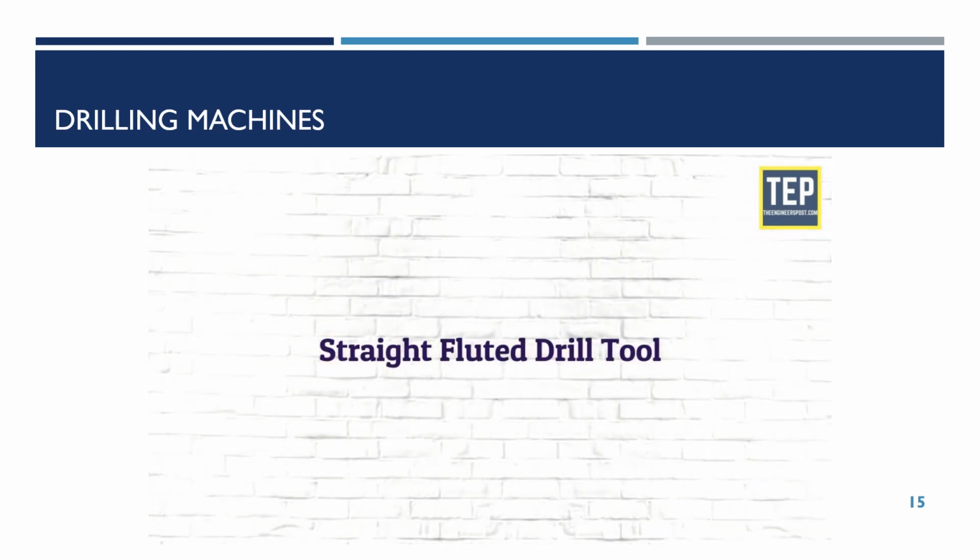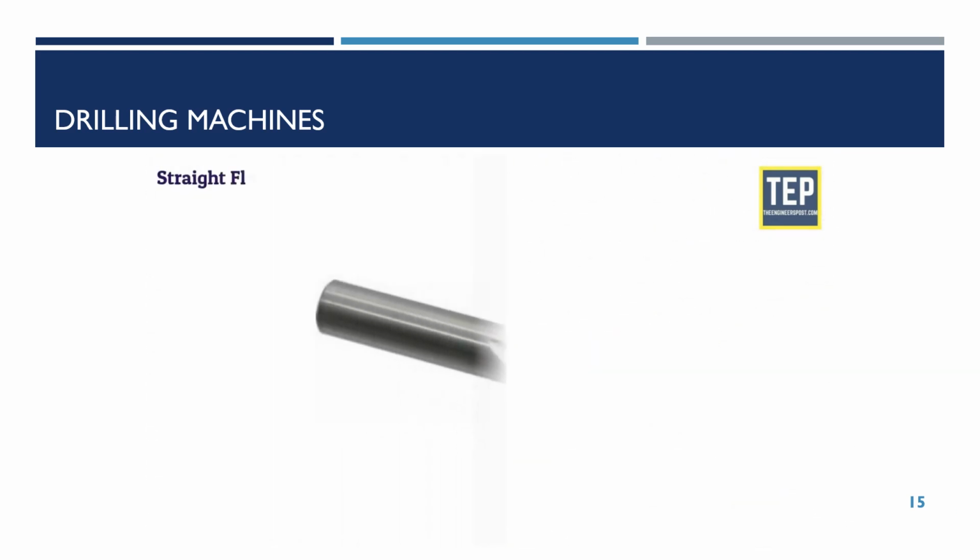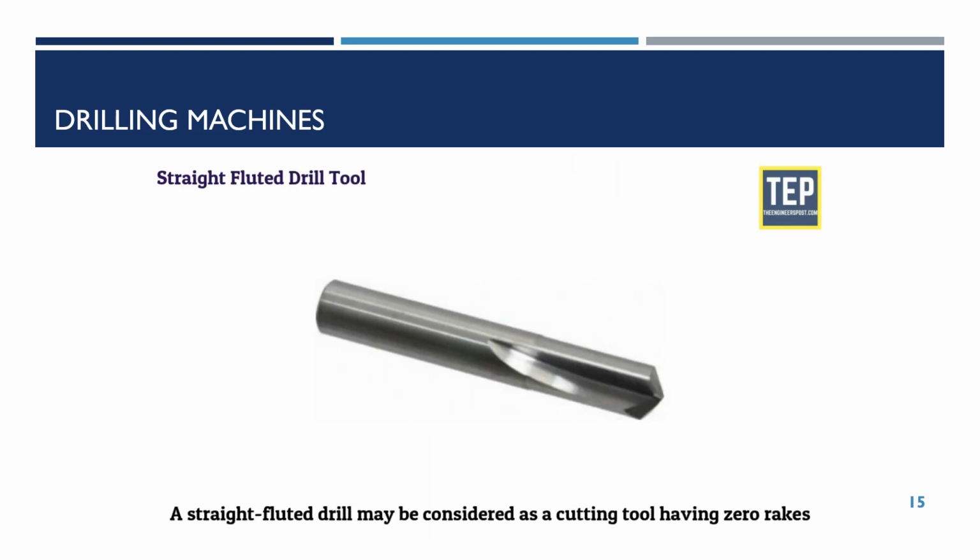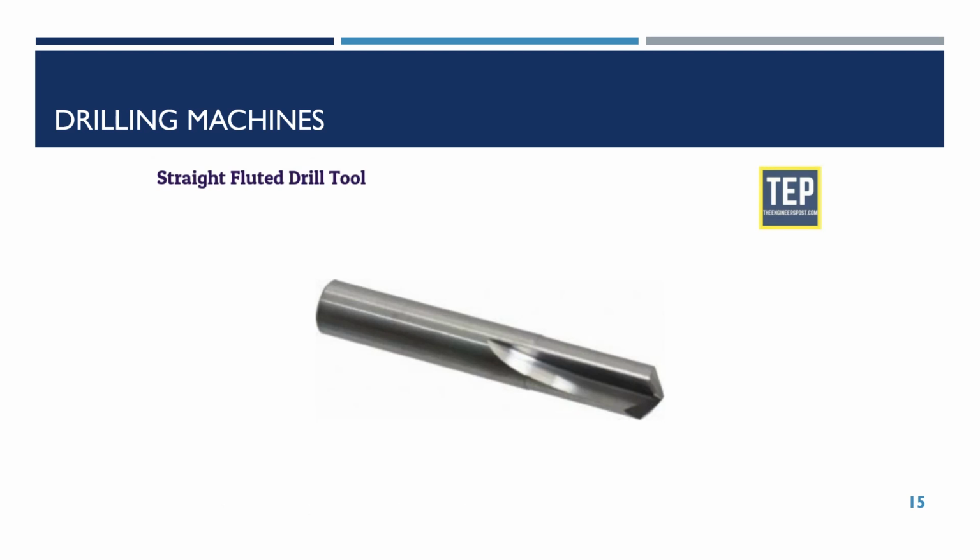Straight fluted drill. A straight fluted drill has grooves or flutes running parallel to the drill axis. A straight fluted drill may be considered as a cutting tool having 0 rakes. This type of drill is inconvenient in standard practice as the chips do not come out from the hole automatically. It is mainly used in drilling brass, copper or other softer materials.